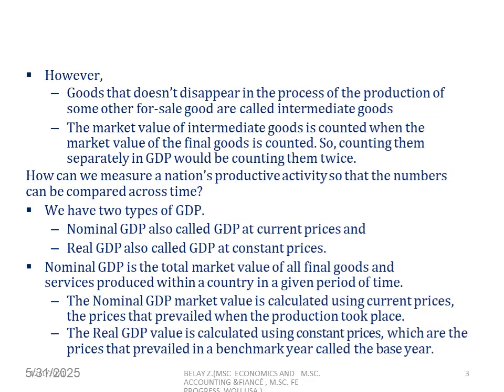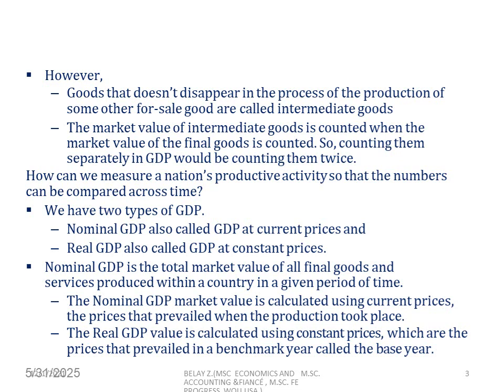Nominal GDP is the total market value of final goods and services produced within a country in a given period of time. We calculate nominal GDP based on the current value of the products. The nominal GDP market value is calculated using the current price, the price that prevailed when the production took place. That is, current market price times the current goods.